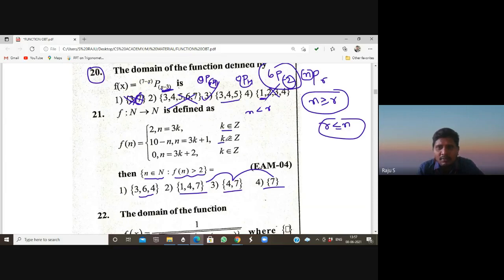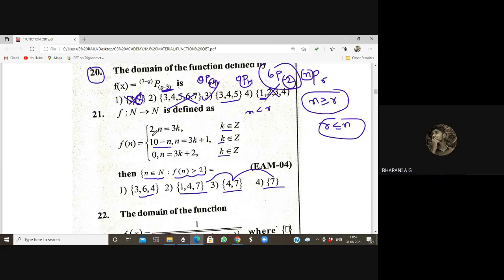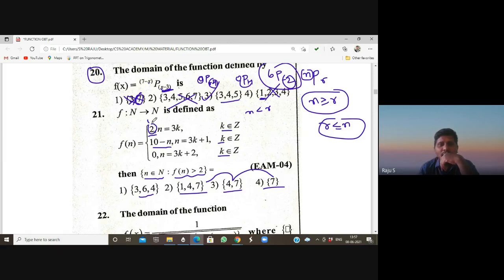Here K belongs to Z in each case. Substitute 7 here, the n value 7. In the second option, it is a constant, two is fixed. When n is a multiple of 3, it is fixed. When do we get the n value 7?